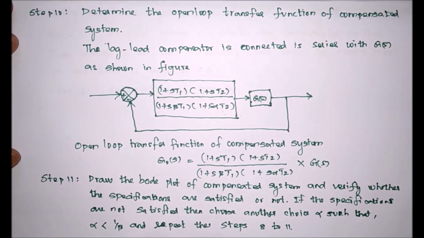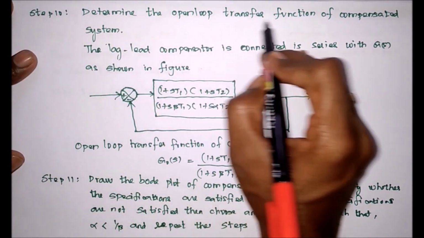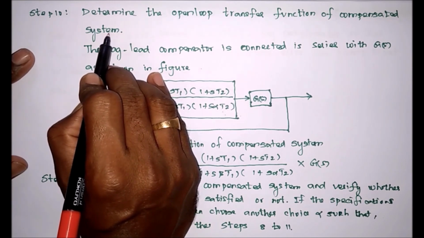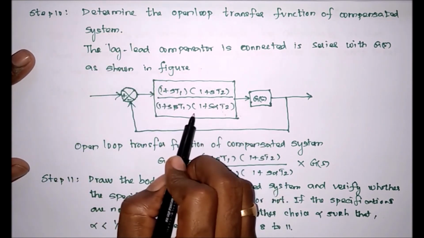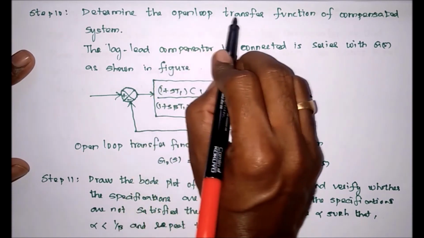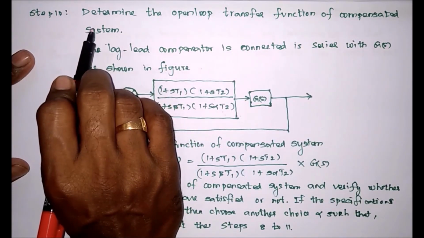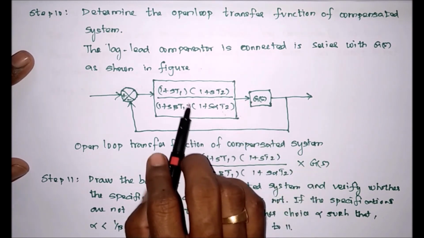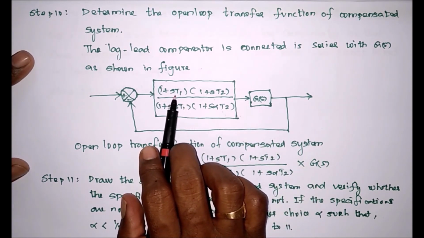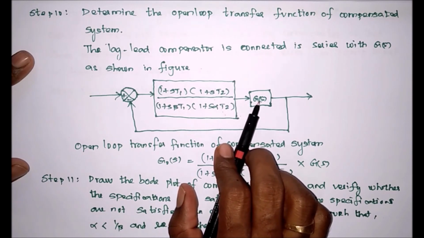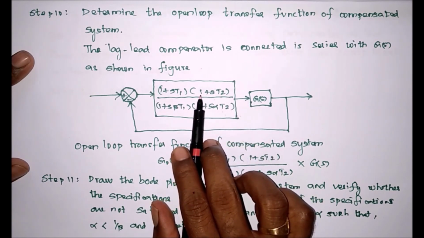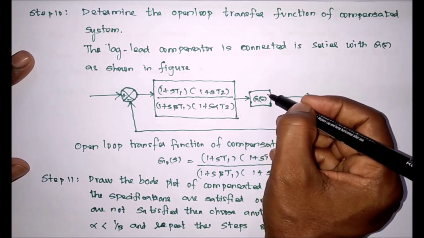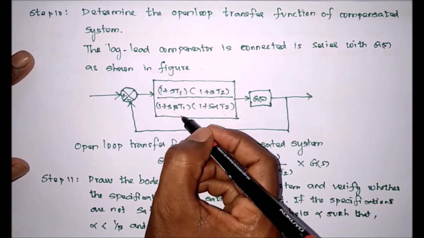Next, step 10. We have to determine the open loop transfer function of the compensated system. So far we have calculated the lag-lead compensator's gain. Now we have to calculate the open loop transfer function of the compensated system, that means including the given open loop system gain. So we have to multiply the lag-lead compensator with the open loop system gain. For that, we connect these blocks in series. This is the given open loop gain, and this is the lag-lead compensator gain.